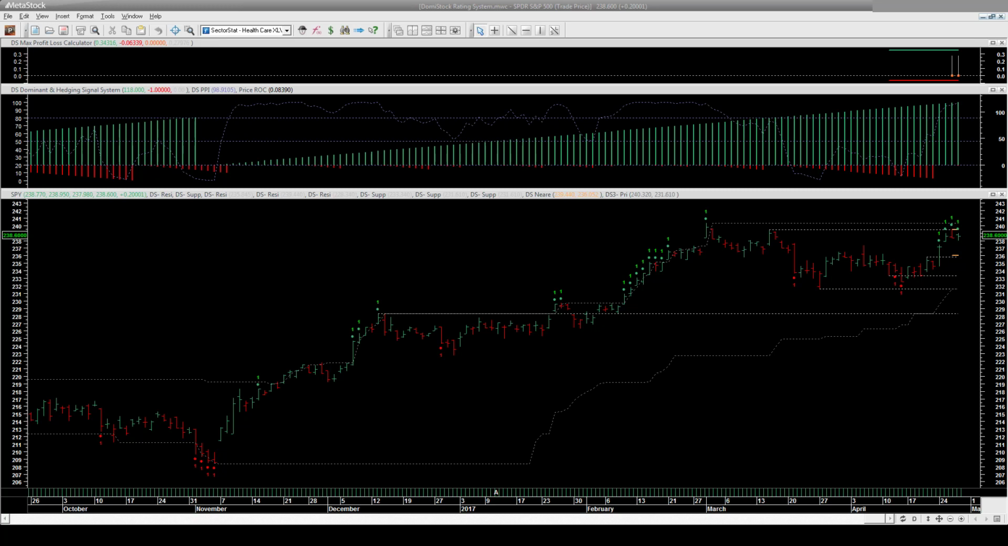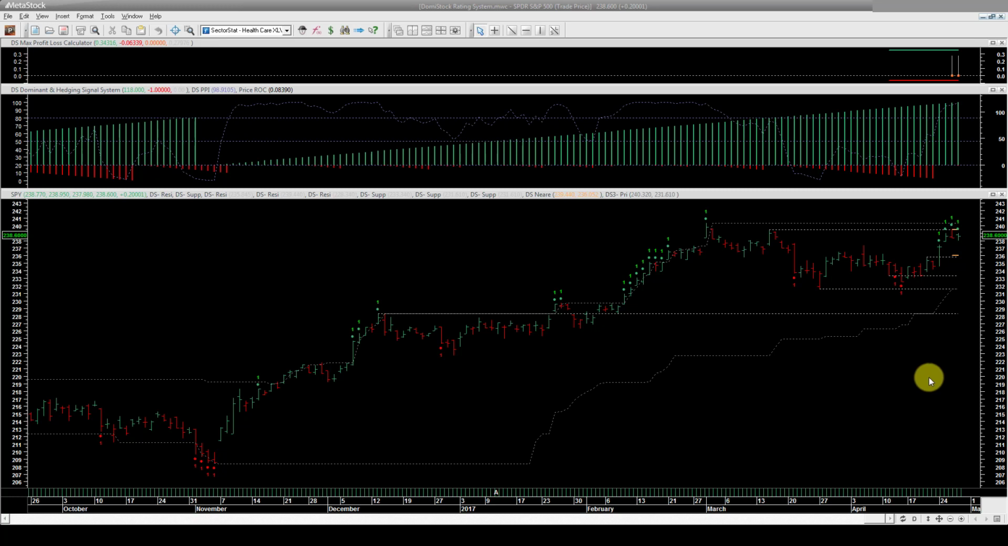4. The extreme demand supply or inflated-deflated price alerts. DomiStock automatically recognizes extreme demand supply or inflated-deflated prices and rates them from 3, for the most inflated, to -3, for the most deflated. These alerts are drawn above and below the price bars.